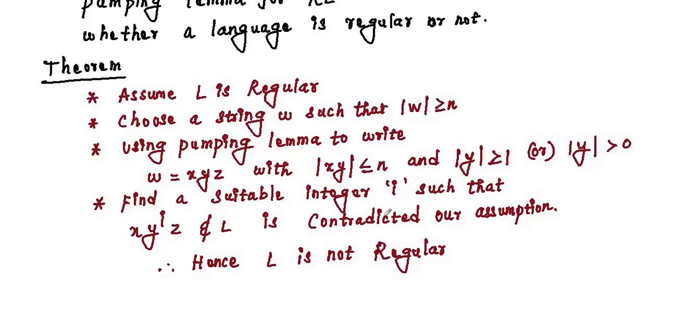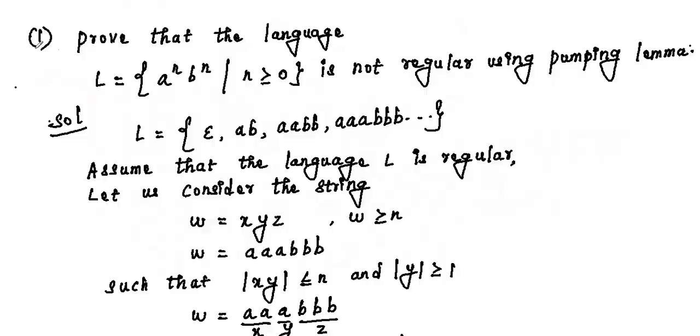By choosing an appropriate value of i, we can construct a new string x y^i z that is not in L, which contradicts the pumping lemma. This contradiction proves that the language is not regular. Coming to the first problem, prove that the language L equal to a^n b^n, n greater than or equal to 0, is not regular using the pumping lemma.